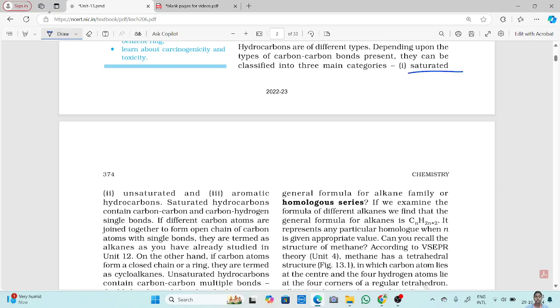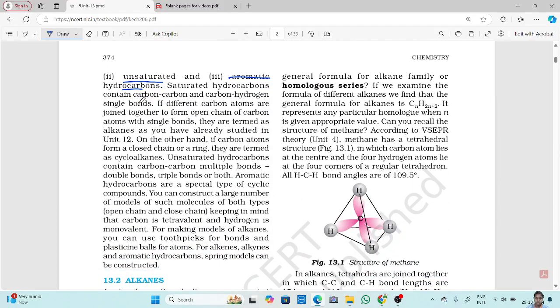First one is saturated, second is unsaturated, and third is aromatic hydrocarbons. So you have saturated hydrocarbon, unsaturated hydrocarbon, and aromatic hydrocarbons. Now, saturated hydrocarbons contain carbon-carbon and carbon-hydrogen single bonds. Saturated hydrocarbons means you will have all single bonds.